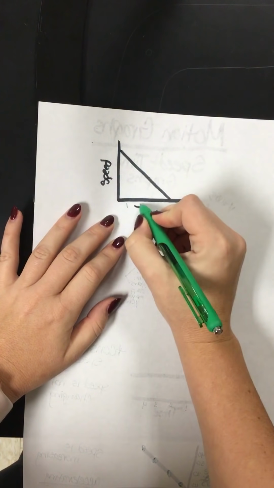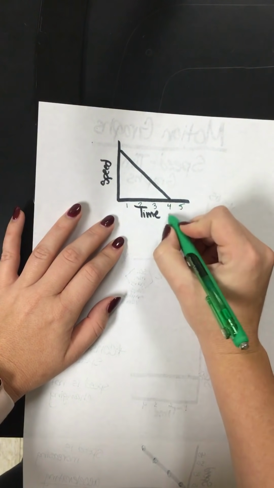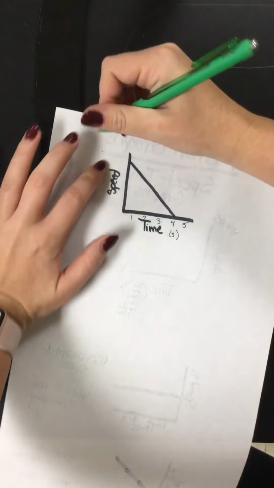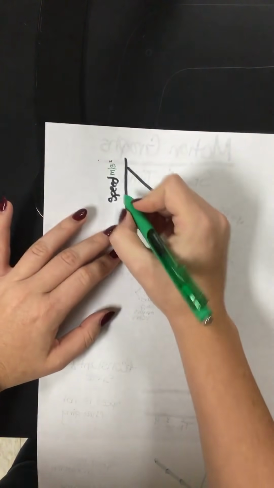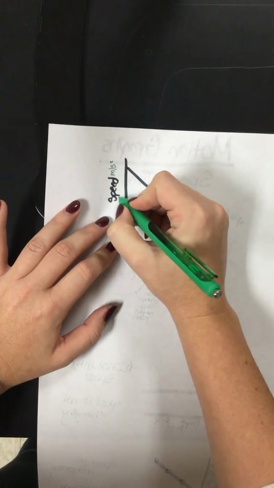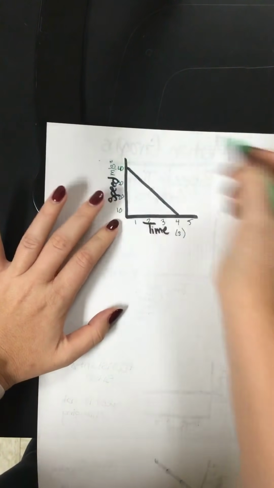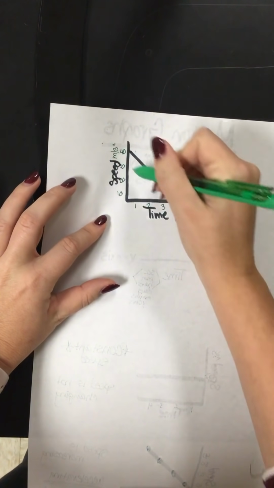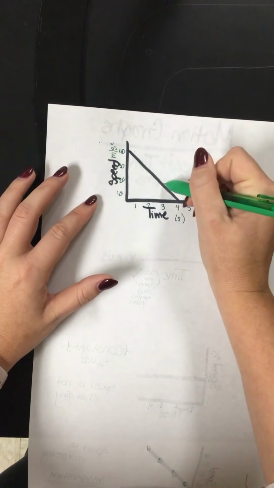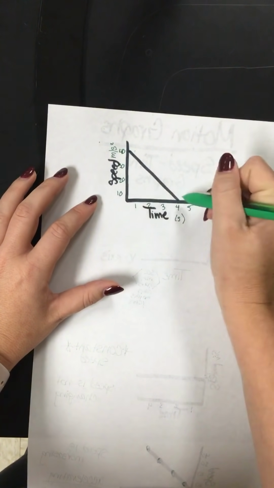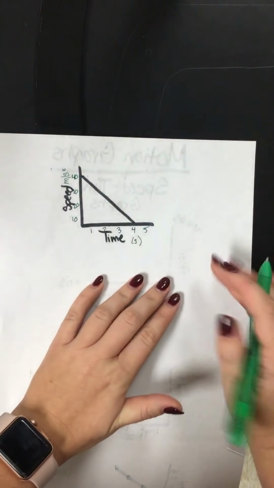So we can have our 1, 2, 3, 4, 5. We'll say it's seconds again. Our speed we could say is meters per second. 10, 20, 30. We could be starting out at 40 meters per second. Then at 2 seconds, we're down to 30. Then at 3 seconds, we're down to 20 meters per second. At 4 seconds, we're down to almost 0. So what's happening to our speed here?